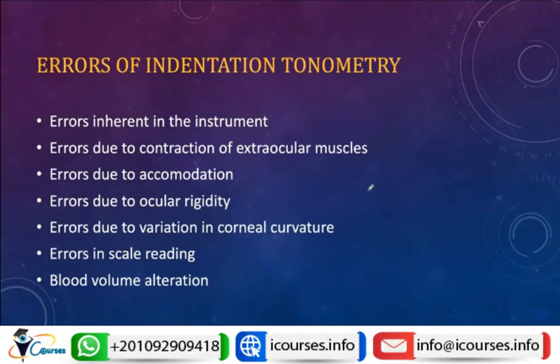There are some limitations to the use of the indentation tonometer, or the Schiotz tonometer, because it sometimes produces errors, like errors in the calibration of the instruments, or errors due to contraction of the extraocular muscles or accommodation, which cause an increase of the intraocular pressure, or if the eye is too rigid or too soft, or if there is any variation in the corneal curvature, or errors in the scale reading, or there is a blood volume alteration.